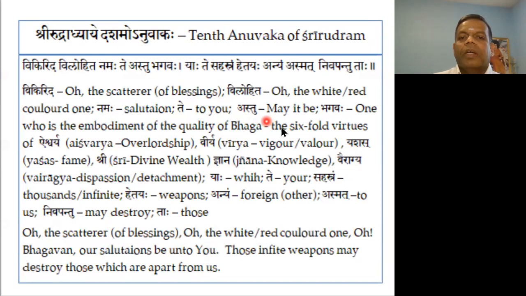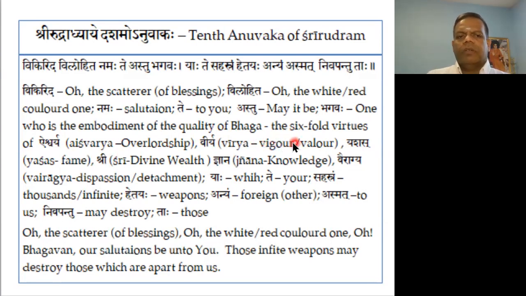Then the word Bhagavaha comes, as in Om Namo Bhagavate. I think we have already looked at it once, but it's always good to repeat so that we remember. Bhagavaha means one who is the embodiment of the quality of Bhaga, or who has the Bhaga.